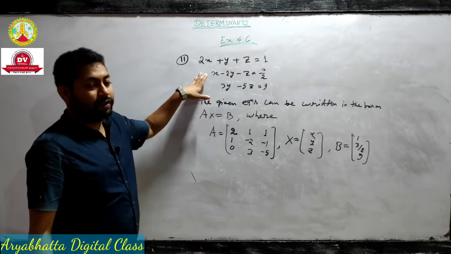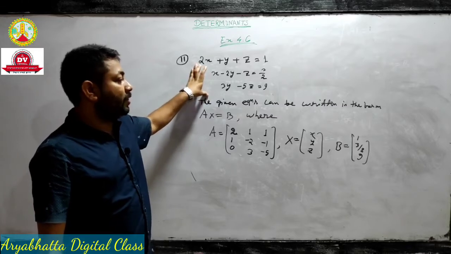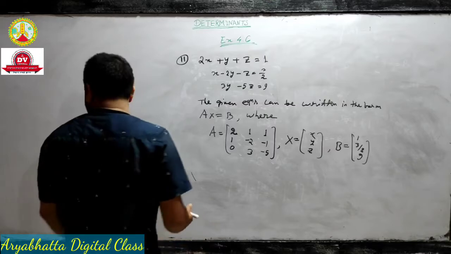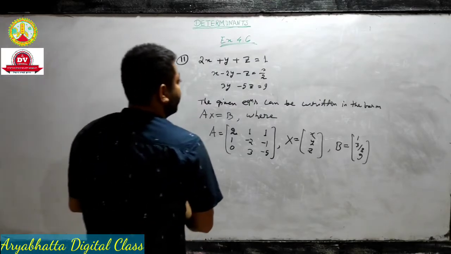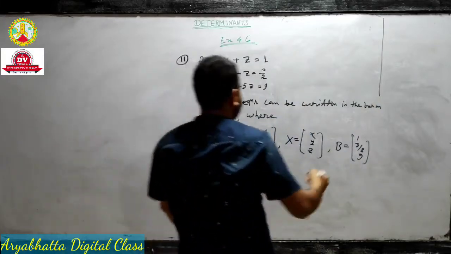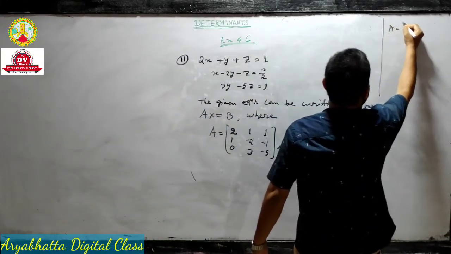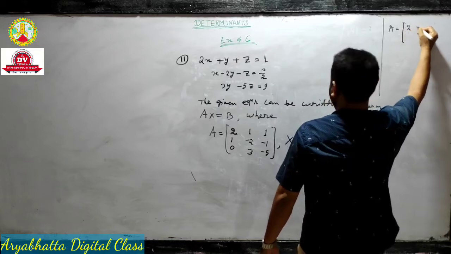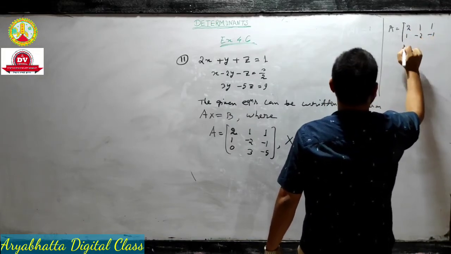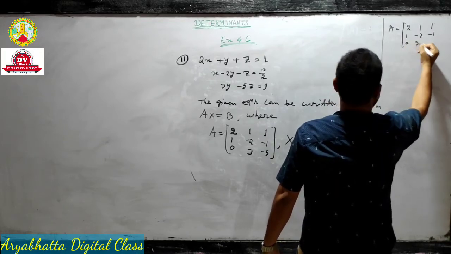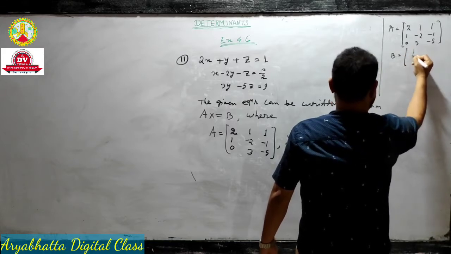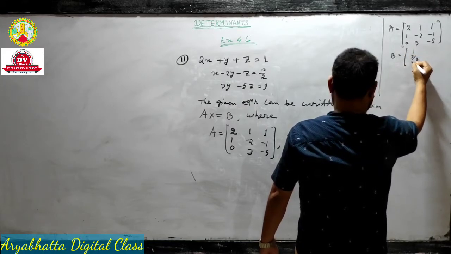To solve this pair of linear equations, first we will find the determinant of A. So determinant of A is equal to the determinant of [2, 1, 1; 1, minus 2, minus 1; 0, 3, minus 5]. B equal to [1; 3 by 2; 9].